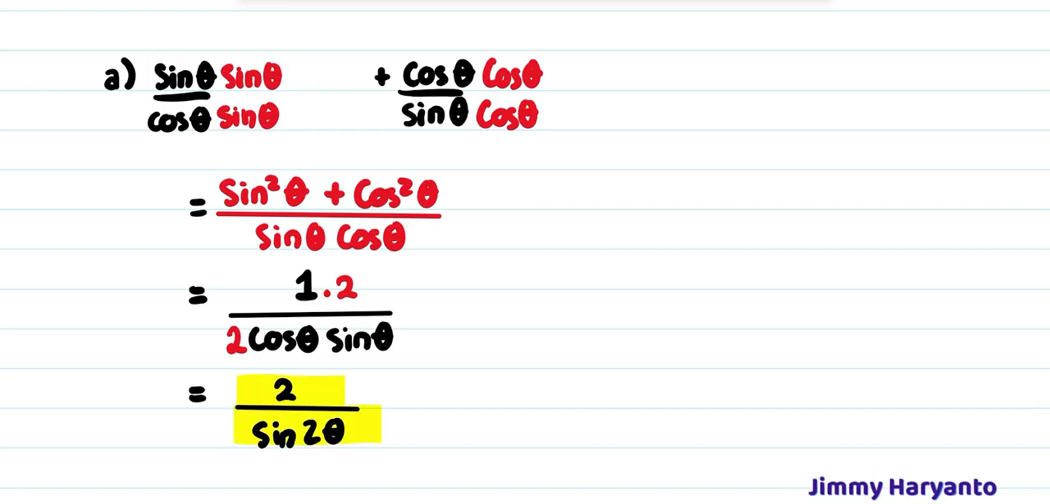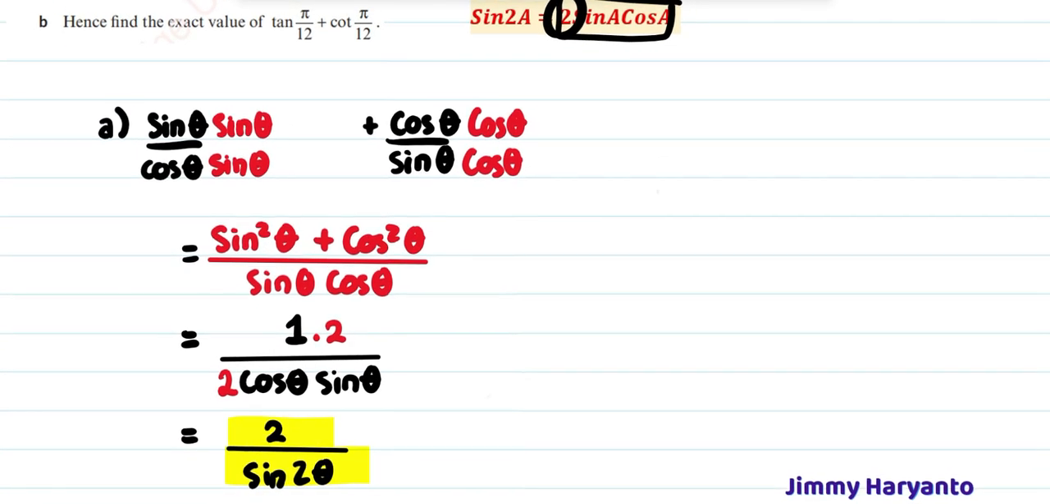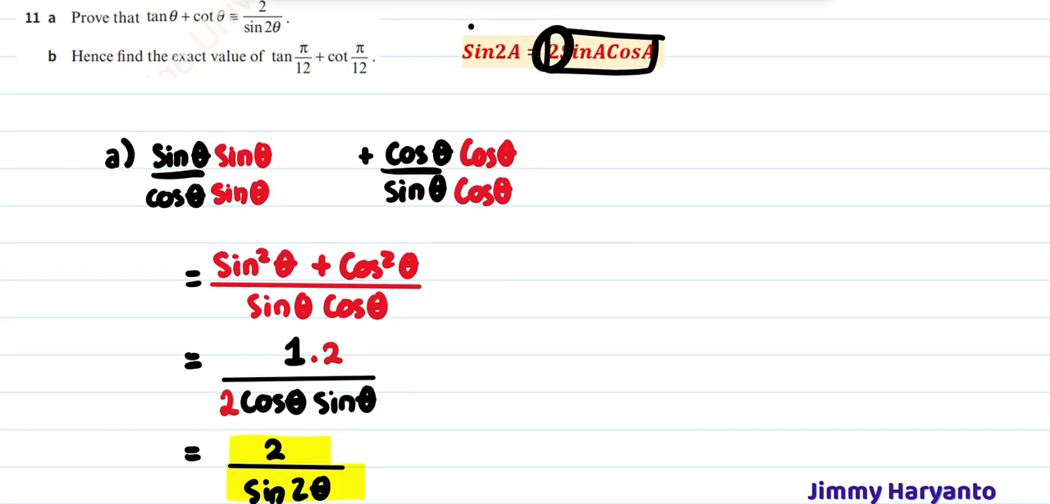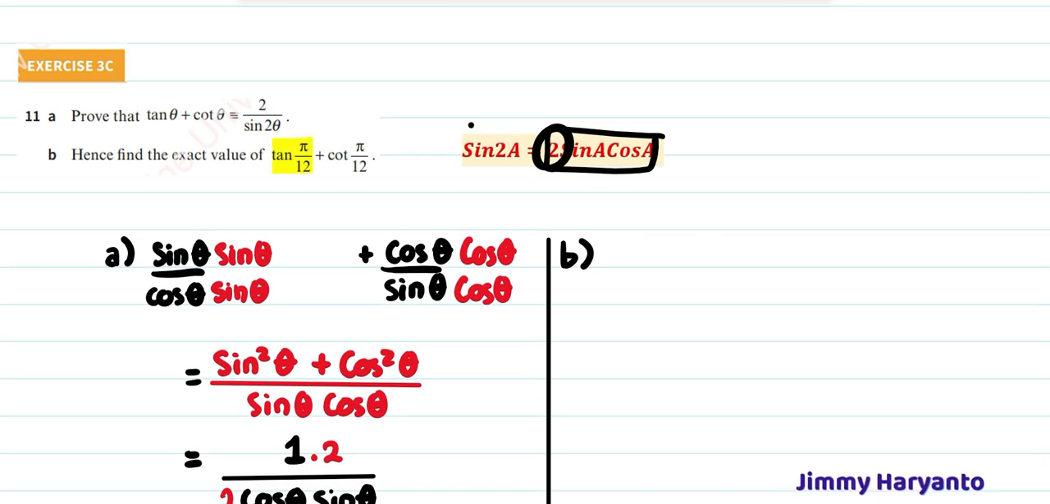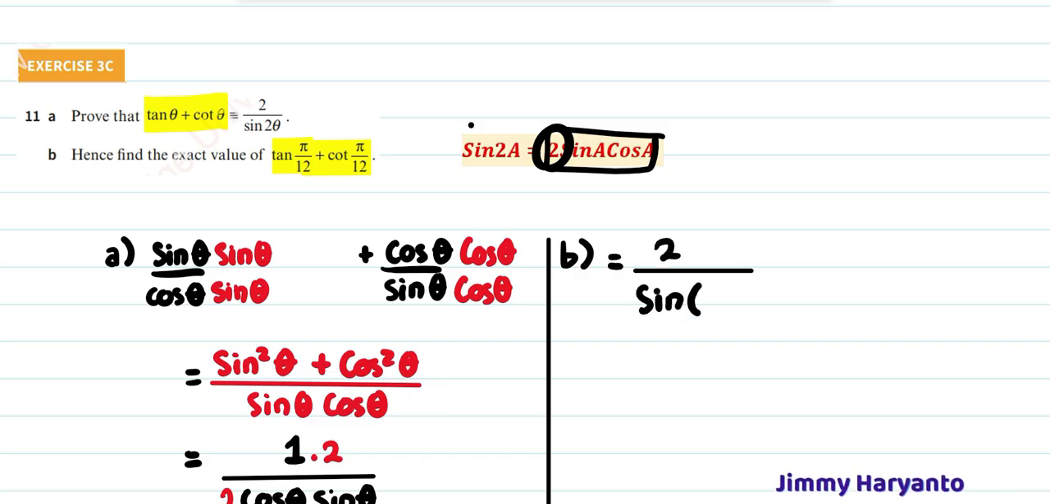Okay, next is to find the exact value of tan pi over 12 plus cotangent pi over 12. I want you to see the form of this one and this one is exactly the same. That means we can conclude that theta is pi over 12. And that also means the result will become 2 over sine 2 theta. It means 2 times pi over 12. Then use your calculator to calculate this. And it is equal to 4.